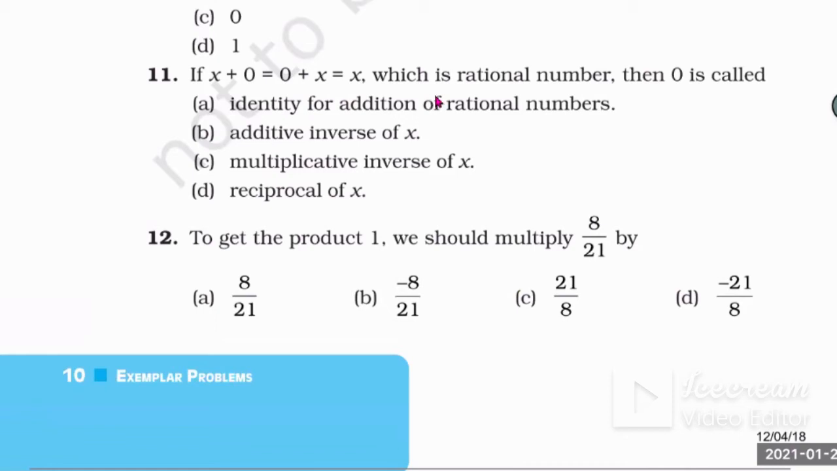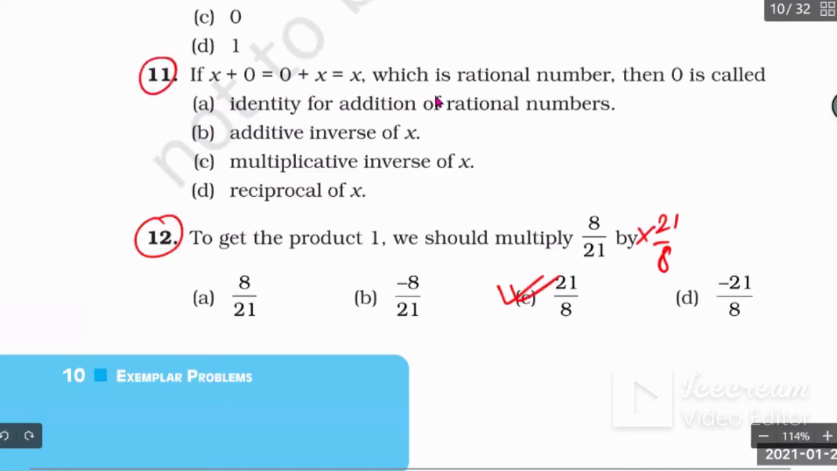To get the product 1, we should multiply 8 by 21 by what? Its reciprocal, 21 by 8. Option C, 21 by 8. Very good.